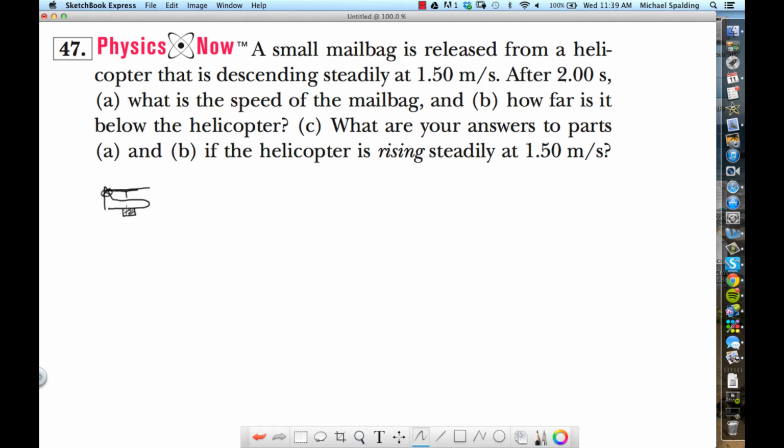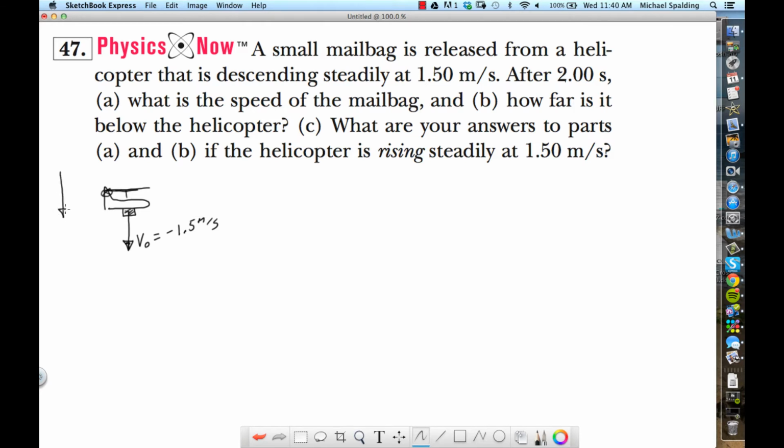All right, so we got this package. It's underneath this helicopter, and they tell us that the helicopter is descending steadily at 1.5 meter per second. So that means we have a V initial for the helicopter and the package, right? Because the package is attached to the helicopter. So V initial is negative 1.5 meter per second. Why negative? Because it's going down.